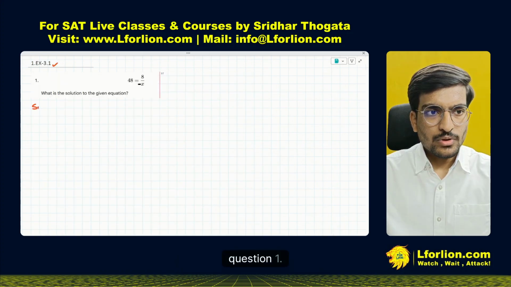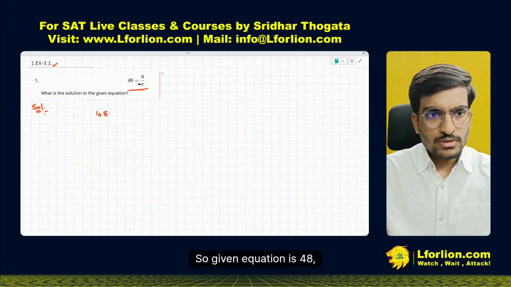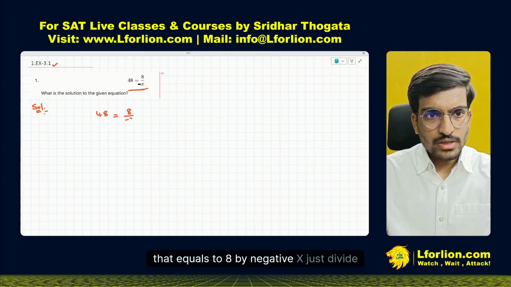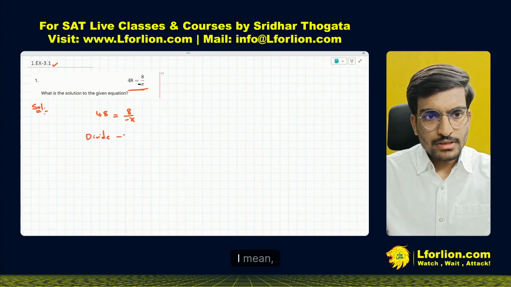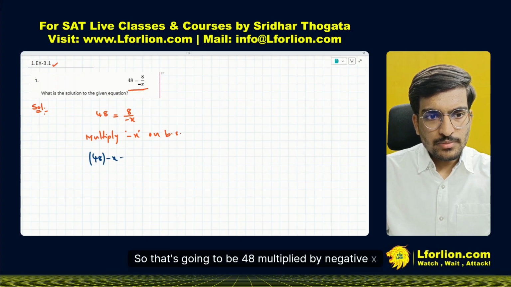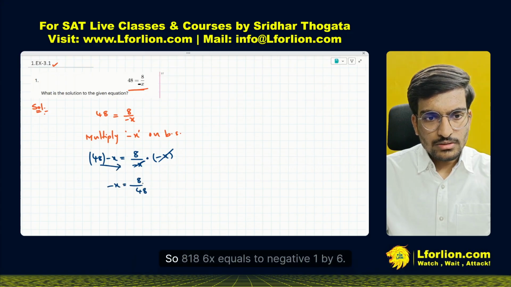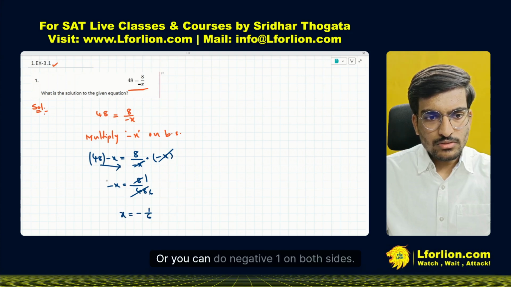Exercise 3.1, question 1. What is the solution to the given equation? The given equation is 48 equals 8 by negative x. Multiply negative x on both sides. So 48 multiplied by negative x, and 8 by negative x multiplied by negative x. Negative x cancels off. So negative x equals 8 divided by 48. 8 ones are 8, 8 sixes are 48. x equals negative 1 by 6. So you can multiply by negative 1 on both sides, and x will become positive.